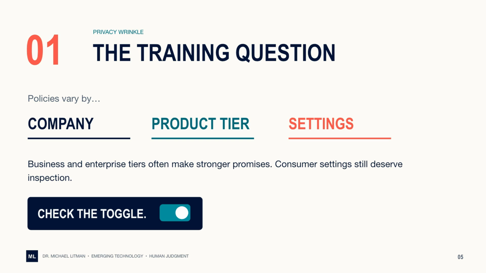The free tier, read the settings. There is very often a toggle, an actual checkbox that controls whether your chats can be used for training. Most people have never looked at it. You should look at it. It takes 30 seconds. Go on, I'll wait. No, I won't. This is recorded.